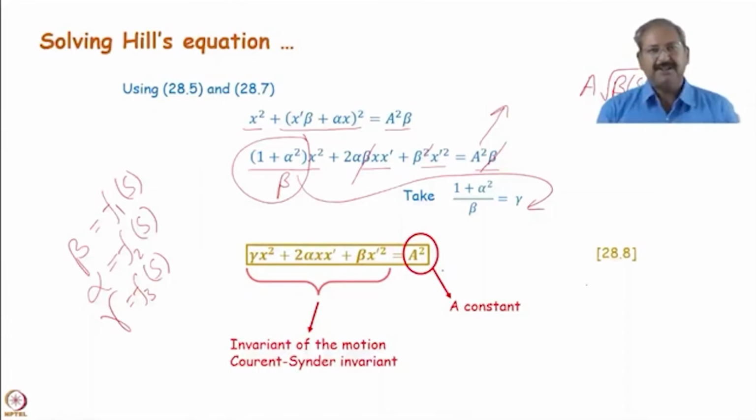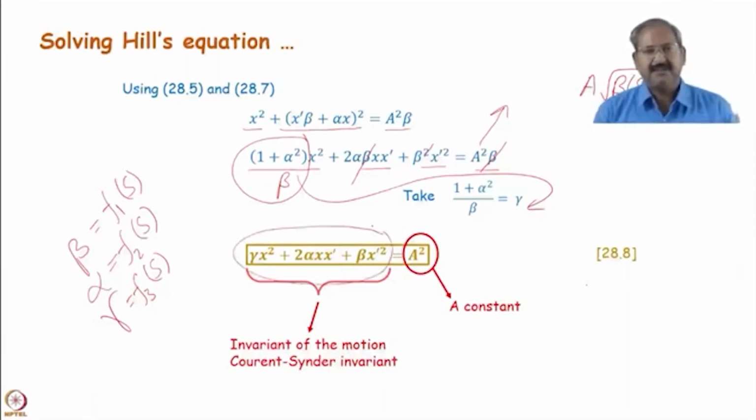Means the combination of such s dependent parts makes a constant. Means we have found the invariant of the motion. It is just like in the course of mechanics, you find that energy is the invariant of motion. Here we find another invariant of motion. This is the combination of these.